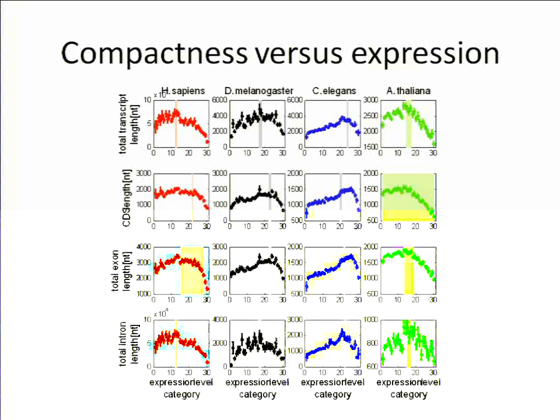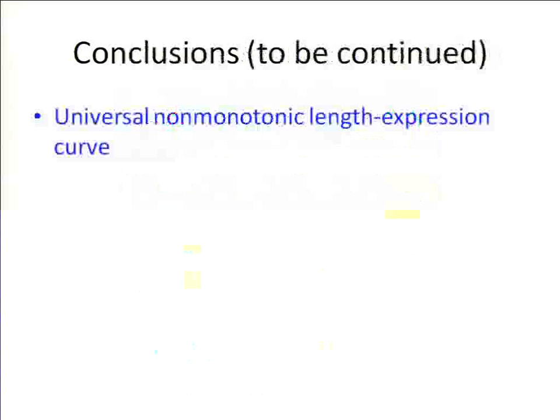You do see statistically that the decreasing trend followed by a decreasing trend is supported, but the position of the bend point is less supported. So we see this trend everywhere, for plants and for the other organisms we have been looking at. So the first conclusion is that there is a universal non-monotonic relationship between compactness and expression level.